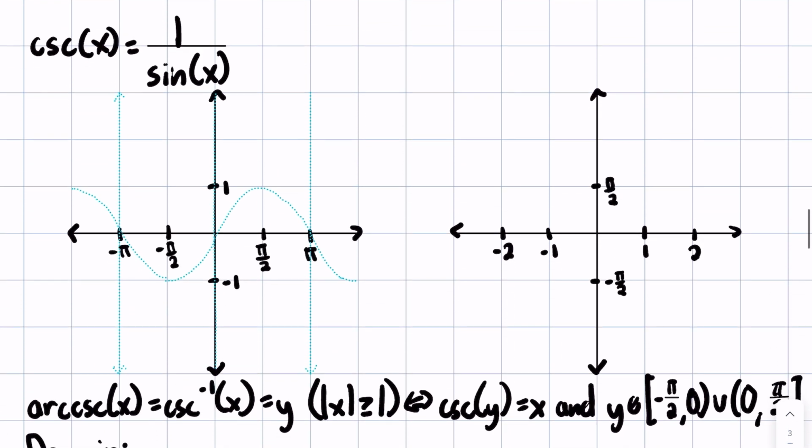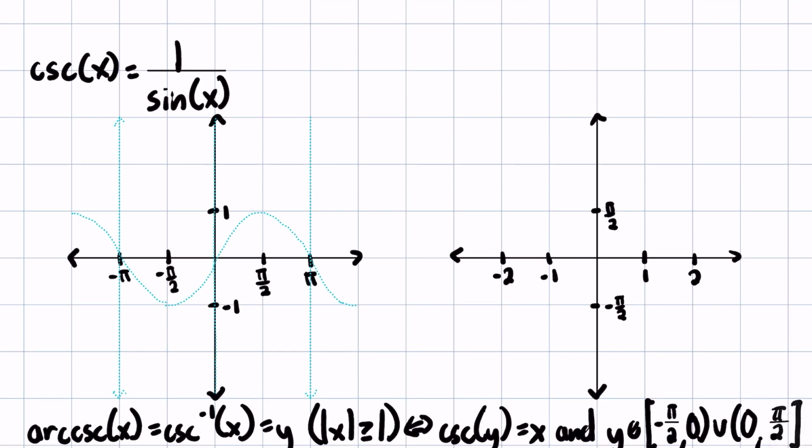All right, now we're going to move on to cosecant. Cosecant, secant, and cotangent are the reciprocals of sine, cosine, and tangent. So here, cosecant is 1 over sine. Keep in mind, there's a big difference between a reciprocal and an inverse, okay? So cosecant and arcsine are not the same thing.